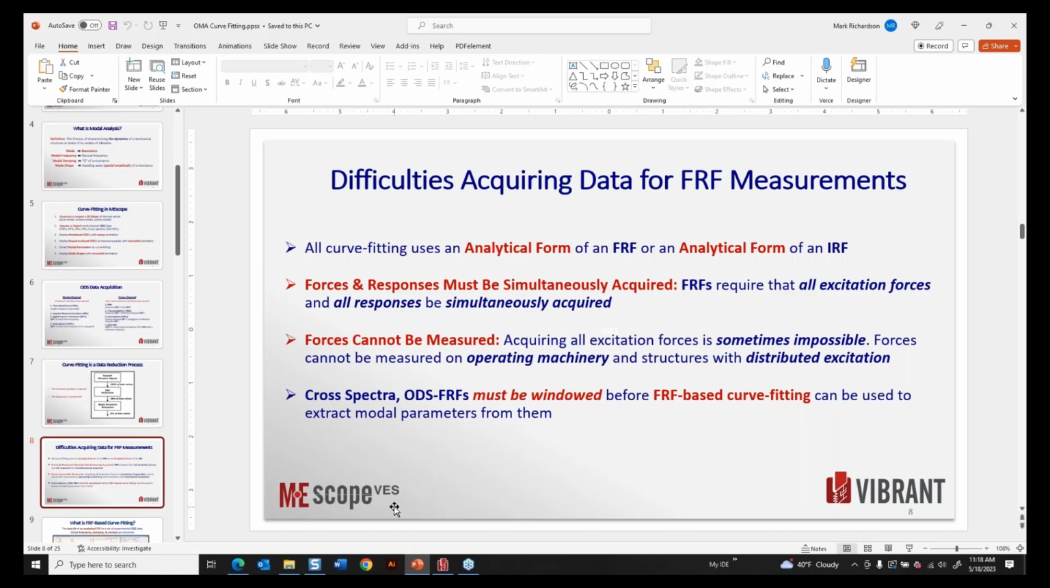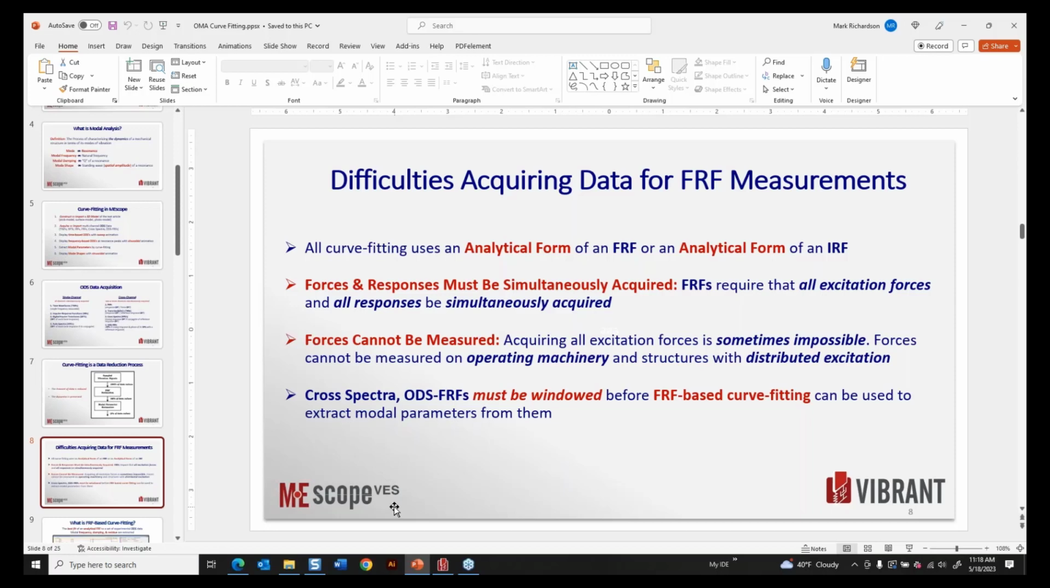We're going to curve fit this data with what's called an analytical form of an FRF, or the inverse Fourier transform of an FRF, which is an IRF. One of our curve fitters, called a complex exponential, actually curve fits the time domain data. So we'll look at the different fitters in MEscope, and our approach is to use multiple fitters on your data, and that way, if they're all getting the same answer, and we talked about this in the previous webinars, that's the way we confirm that curve fitting is working well.